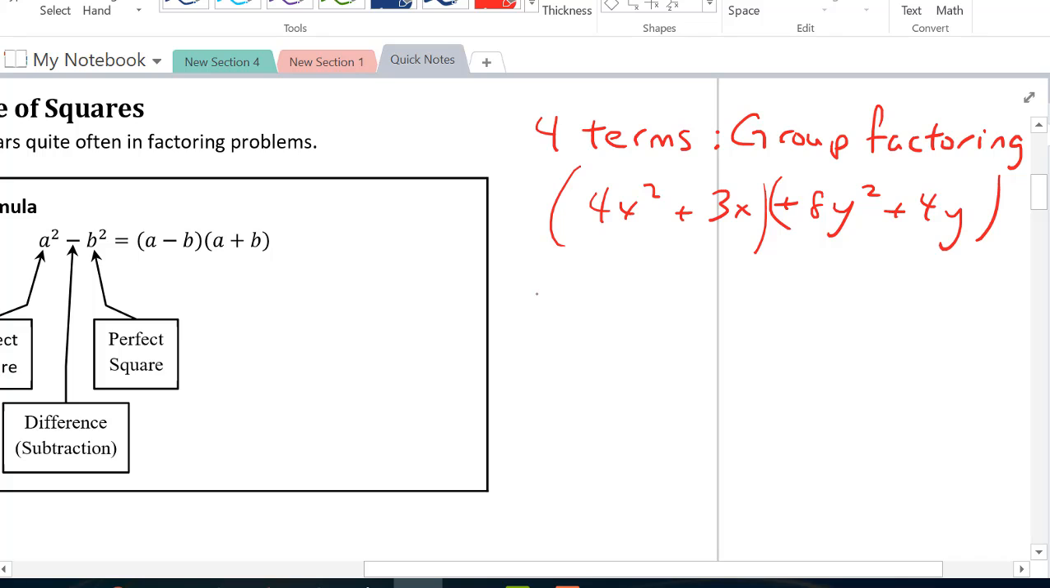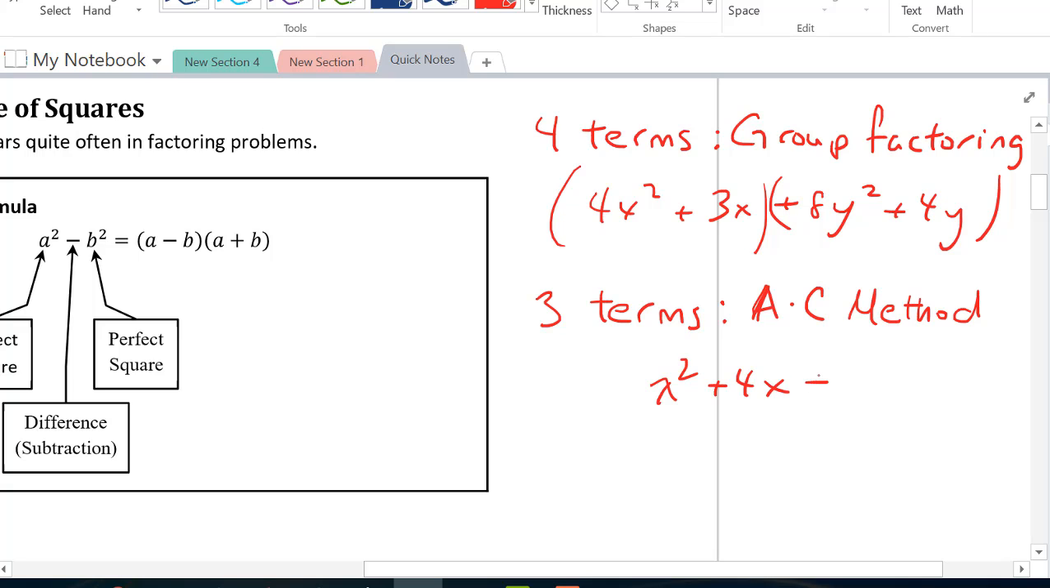We just learned in the previous GPS what happens when you see three terms. How do we factor three terms? We use the AC method. We just did a bunch of those in the previous GPS. Like if we had x squared plus 4x plus 4, you see how there's three terms here? You would do A times C, 1 times 4, which is 4. List the factors of 4, and then try to add to make the middle term. Remember that? We just did a bunch of these.